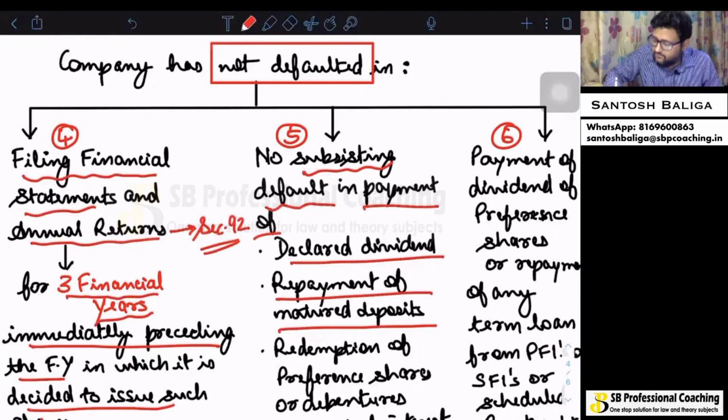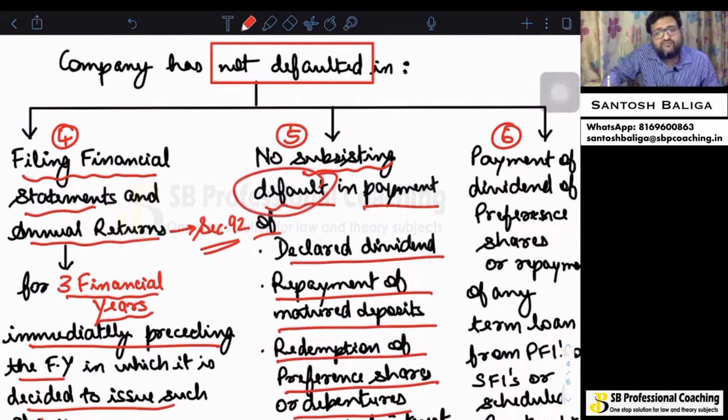Thirdly, if the company, at the time of maturity or redemption of the preference shares or debentures, is defaulting in making the redemption of preference shares or debentures, or any interest on it, or any dividend that has to be paid on such preference shares when it is due, in that case also the company will not be able to issue DVRs.